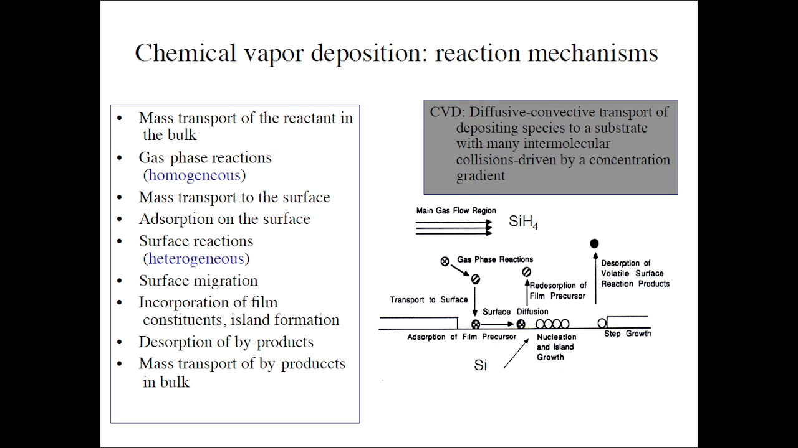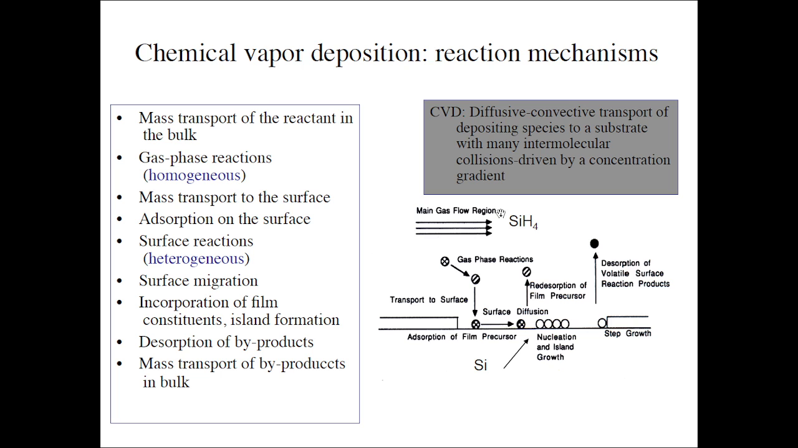So in chemical vapor deposition, the reaction mechanism is that we have the precursor over here, which diffuses to the substrate surface, and is desorbed and re-evaporated, and some of the atoms start nucleation and island growth. The mass transport of the reactant in the bulk and gas phase reactions take place. Then the surface reaction gives rise to a heterogeneous mixture of films.